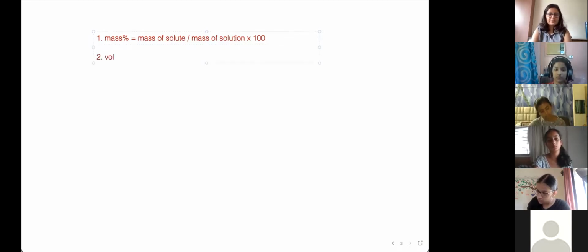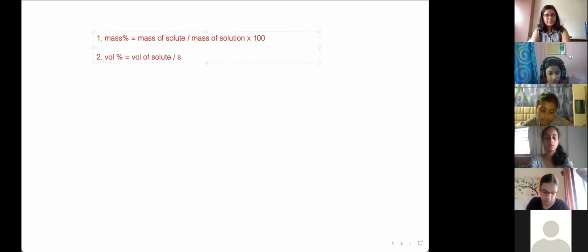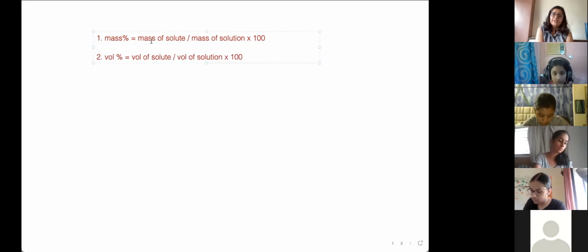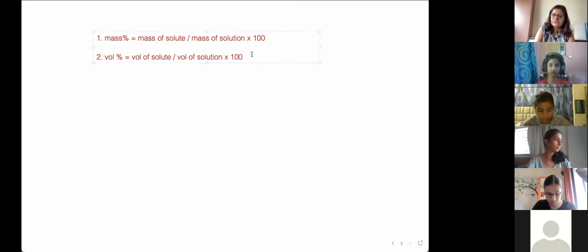Next, similarly, we have volume percentage. Same thing, volume of solute divided by volume of solution into 100. We use mass percentage when you're dissolving a solid in a liquid. You use volume percentage when you're dissolving a liquid in a liquid, like if you want to figure out the concentration of a sulfuric acid solution, like dilute HCl or dilute H2SO4. It's easier to measure acids in volume because they're in liquid state. So you use volume percentage for those solutions.